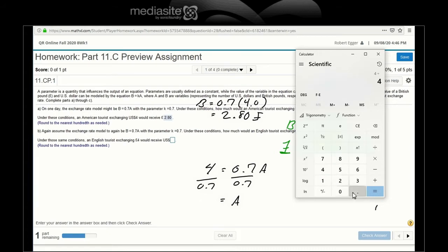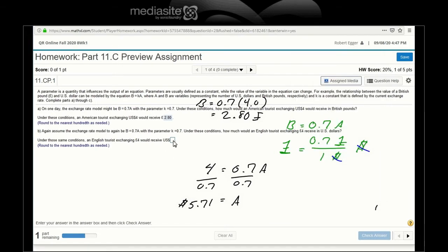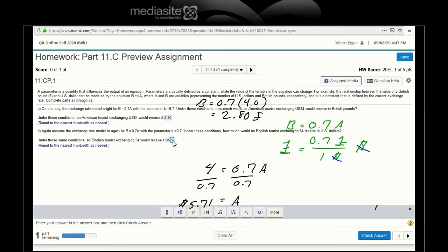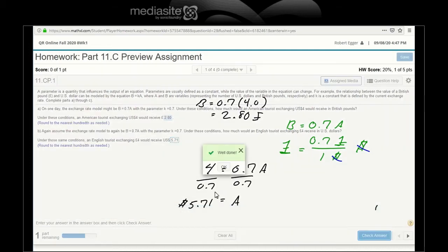4 divided by 0.7 is 5.71 US dollars. Correct.